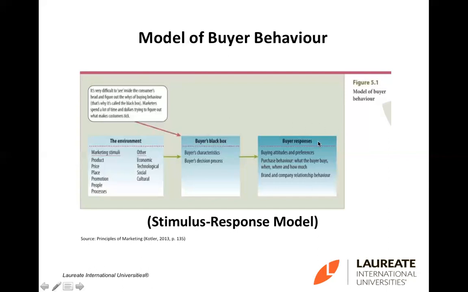And the next one is the buyer response, which is basically the response that the buyer gives based on the stimulus that they receive.